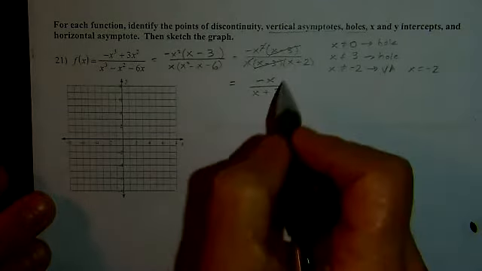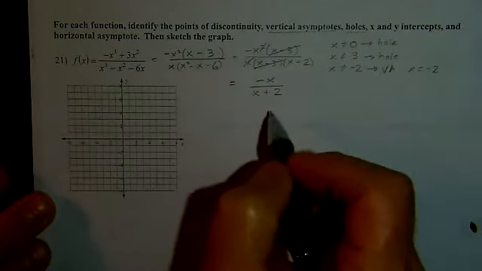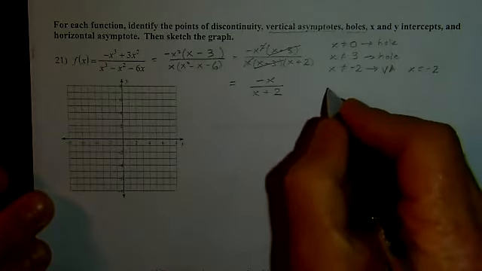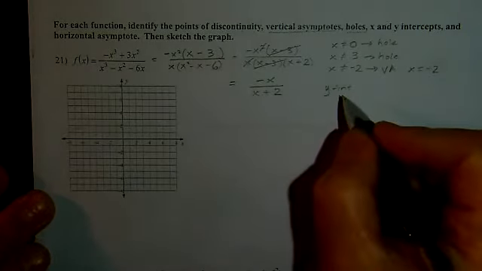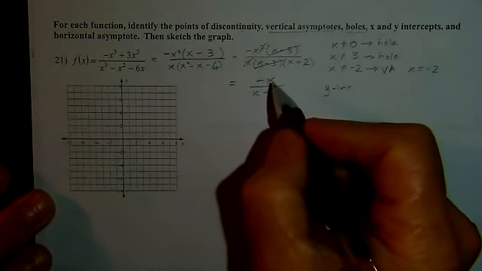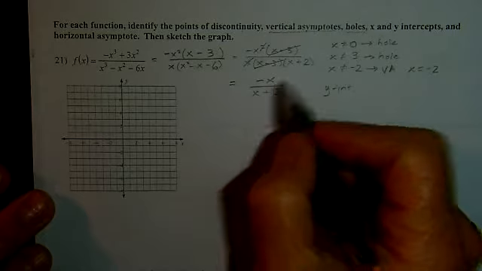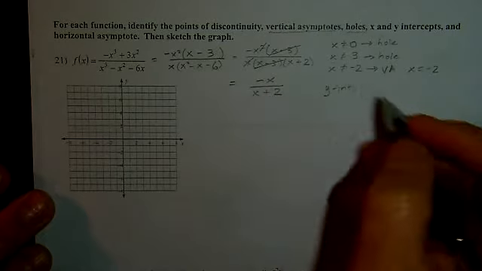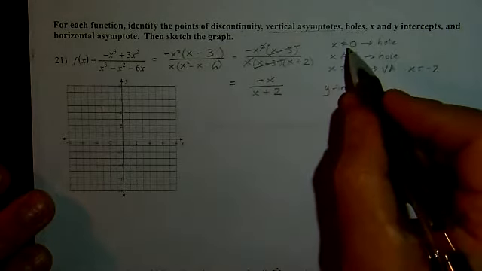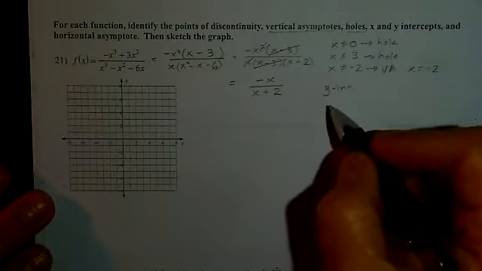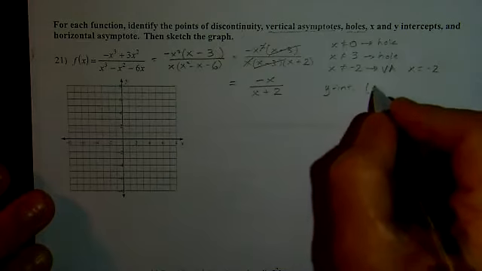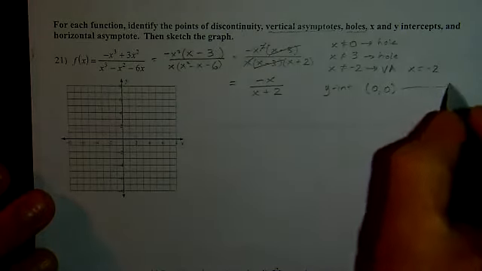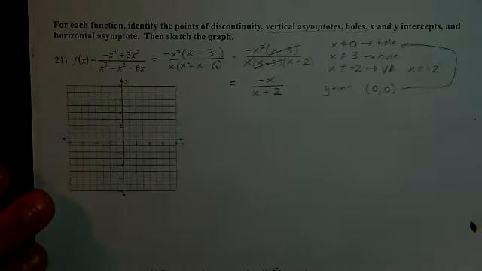Once we've done all of that and canceled everything out, now we're going to go ahead and find the x and y intercepts. The y-intercept is always found by replacing x with 0. So 0 over 0 gives us 0. But notice we have a hole there. So there is no y-intercept because of this. But I'm going to write down 0, 0 because that is the location of the hole in this graph.